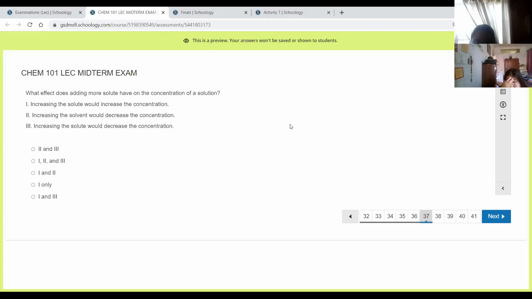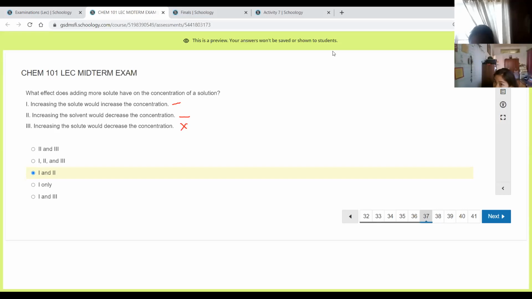But nevertheless, let's have number 37. What effect does adding more solute have on the concentration of a solution? Again, what is added here? The solute. So increasing the solute would increase the concentration. Yes, that is correct. If you increase the solute, of course the concentration also increases. Increasing the solvent would decrease the concentration. This is true. Remember in dilution, when you add solvent, your concentration goes down. Increasing the solute would decrease the concentration. This is incorrect. So the only correct sentences here are 1 and 2.